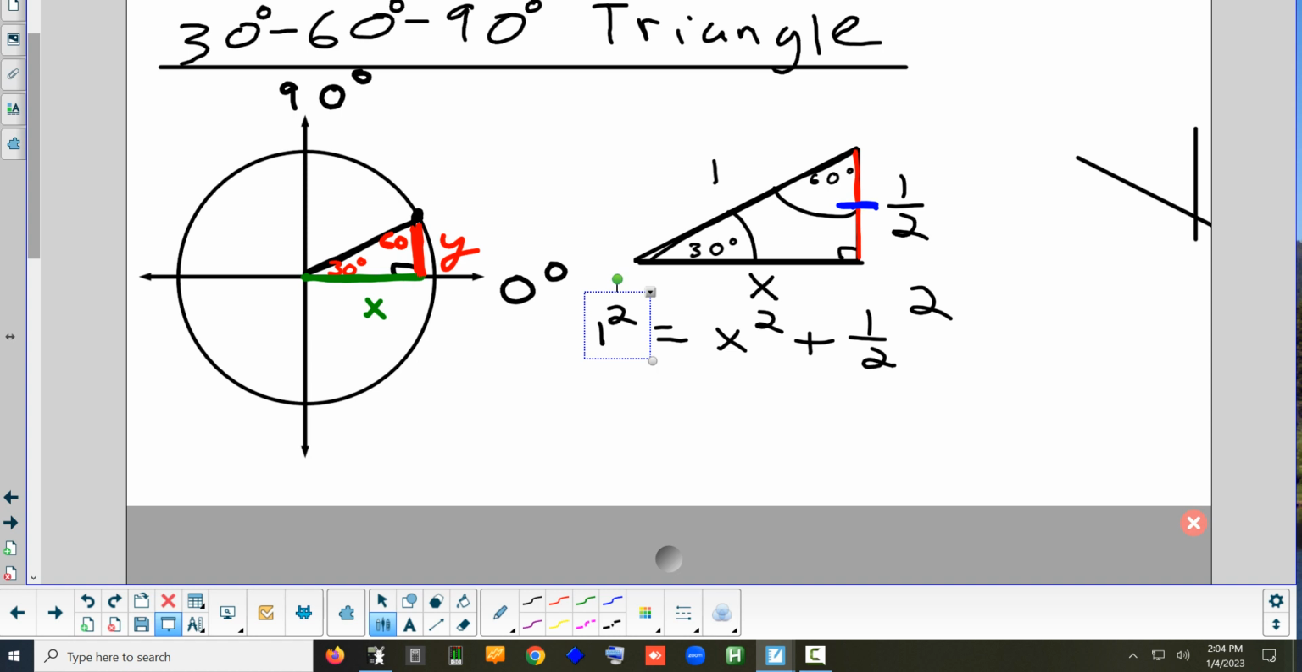And Dominic, 1 squared gives me how much? 1. Jackson, what about x squared? What does that come out to? We don't know x, so this is just x squared. And Dustin, what about 1/2 squared? Remember, that means 1/2 times 1/2. That's 0.25, or 1/4.